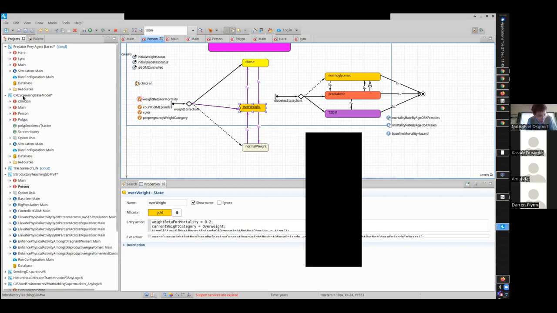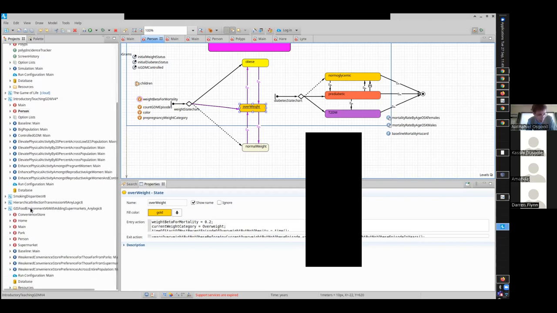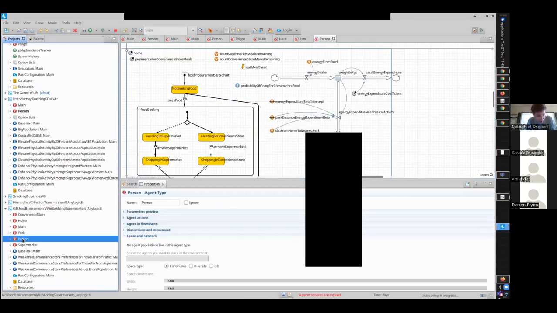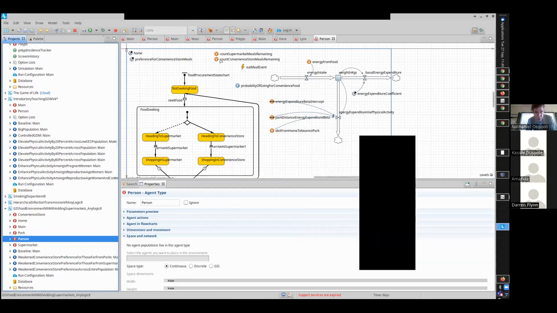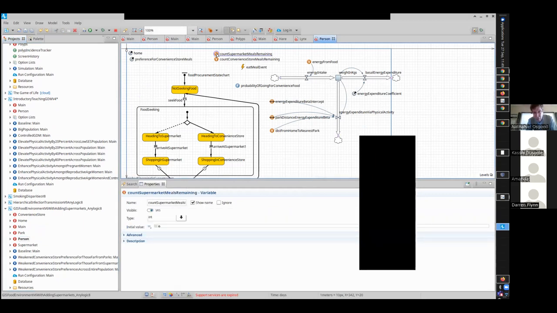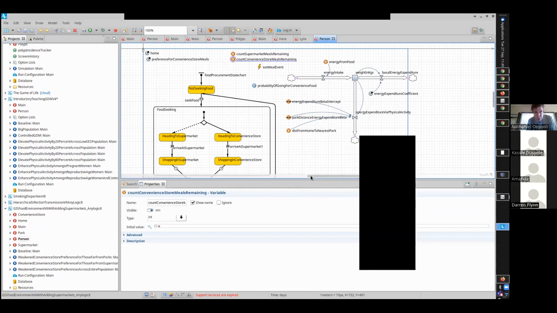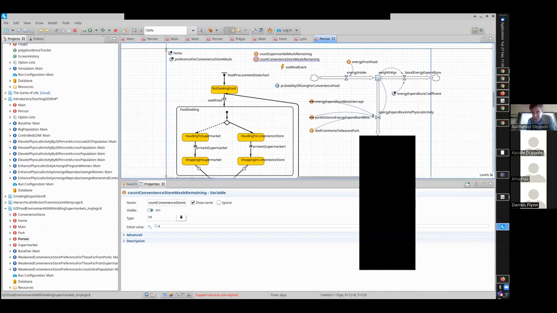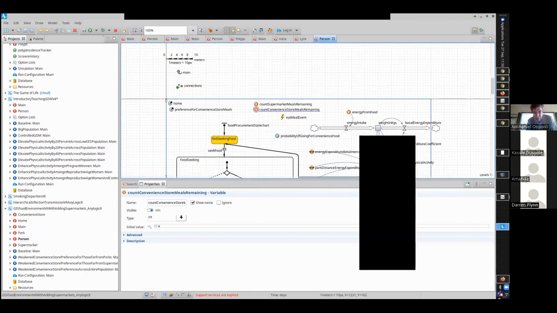Let's look at one other model, which I also provided to you, which we've explored before, which is this GIS food environment version 6. And so I'm just going to go there. And if you have it, you can call it up. But I just want to highlight, for example, we have a count of supermarket meals remaining for a given person and a count of convenience store meals that are remaining for that person.